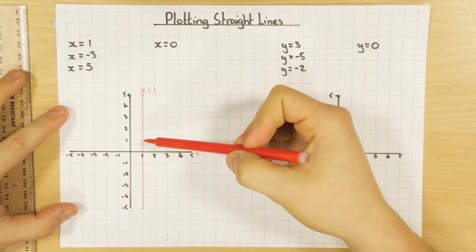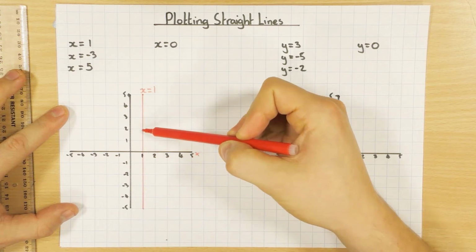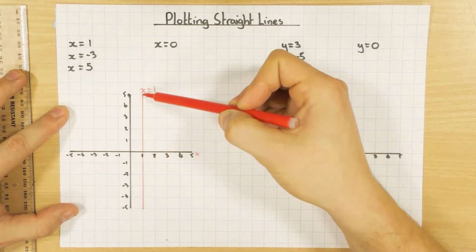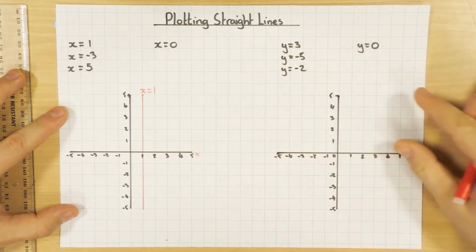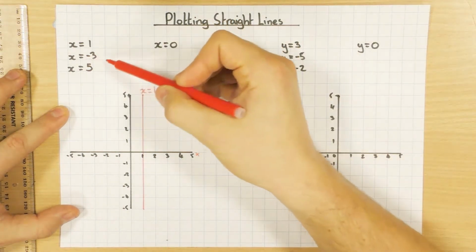If you think about it, it kind of makes sense, because if you look at all the coordinates here, that one there, (1, 1), (1, 2), (1, 3), (1, 4), all of the x coordinates are 1. So it makes sense that the straight line there is called x equals 1. And exactly the same thing for the other examples here.